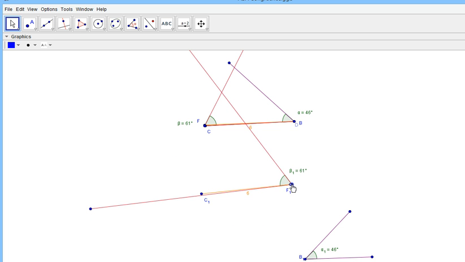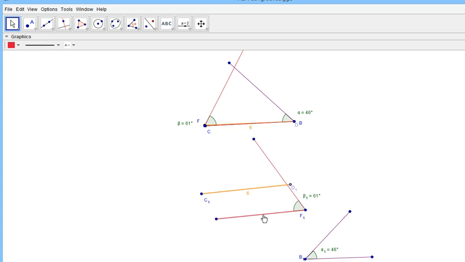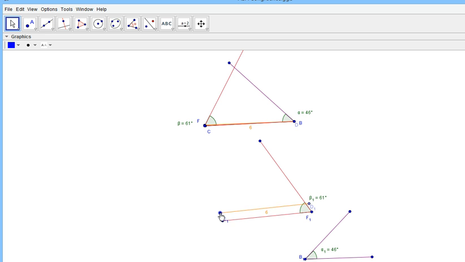Of course, I'm going to be tricky. I'm going to put the 61 degree angle over here this time. All right, and I better move this down here so it doesn't get confusing. And I'm going to put this up here. Put this up here. Now, is this triangle congruent to this triangle?